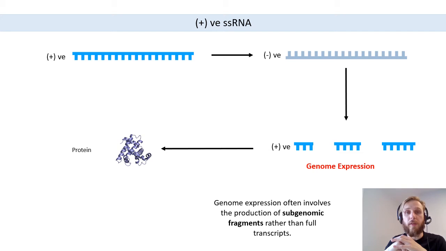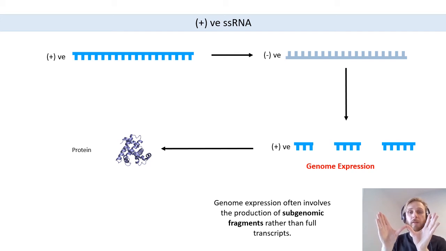So it is often the case that as more and more production happens, so more and more genome expression happens, the size of these subgenomic fragments changes. And there are specific mechanisms that viruses use to initiate this change. What this change essentially means is that viruses can start off producing particular size subgenomic fragments, but as genome expression goes on, they can make bigger fragments.